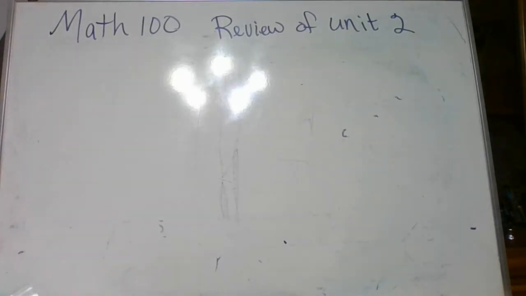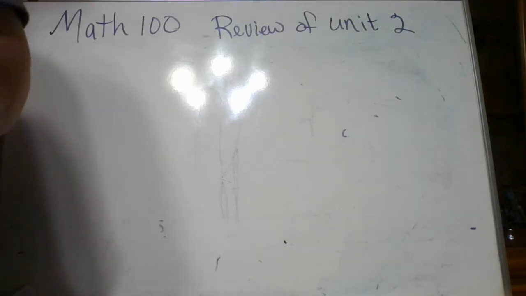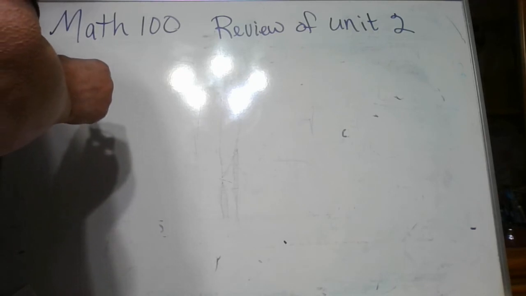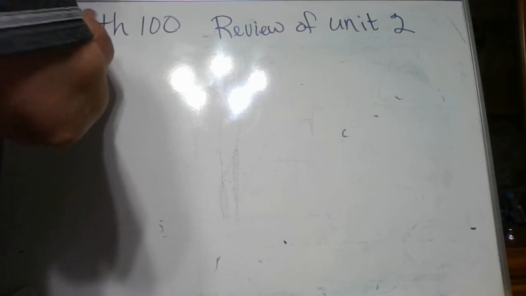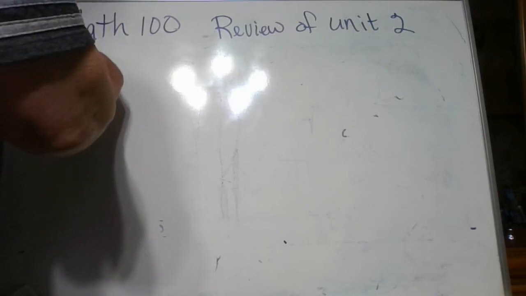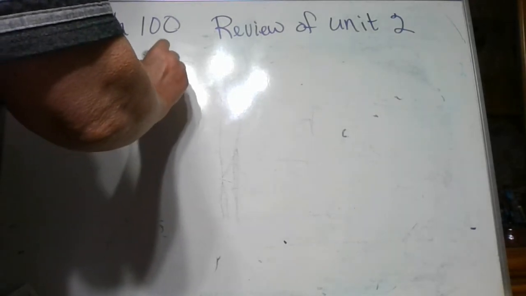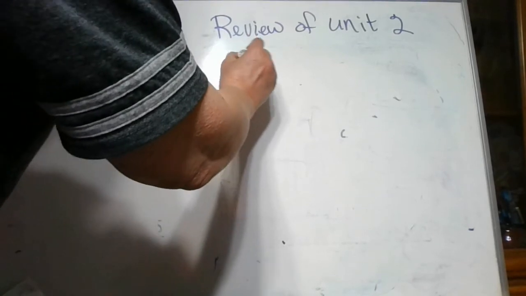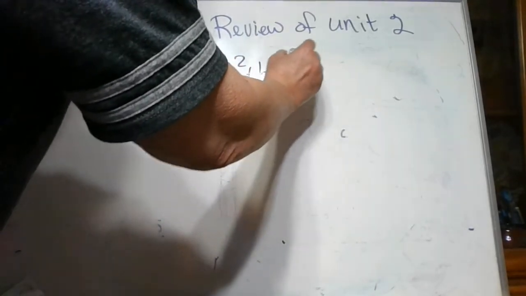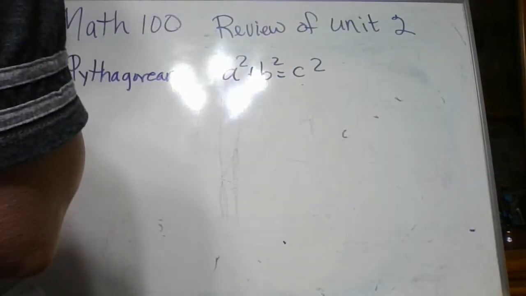And then we did some problems with the radical signs. And then we talked about the Pythagorean theorem, which was a right triangle. And it was a squared plus b squared is equal to c squared, where we have to use our radical.